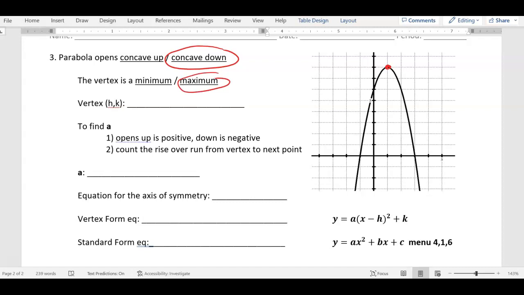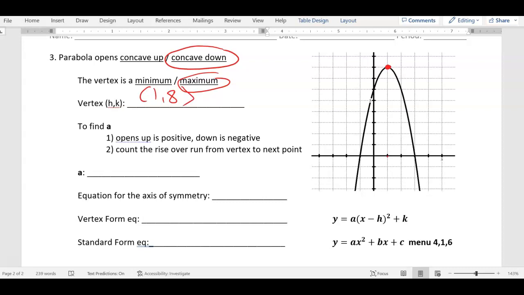And then I need you to write down the vertex. So what's the x and what's the y? So x right here is what? So what do y'all think? What's the x and what's the y for the vertex? Yeah, what's the x value of the vertex? Okay, 1, and what's the y value? 8 is correct. So 1, 8 is my vertex.